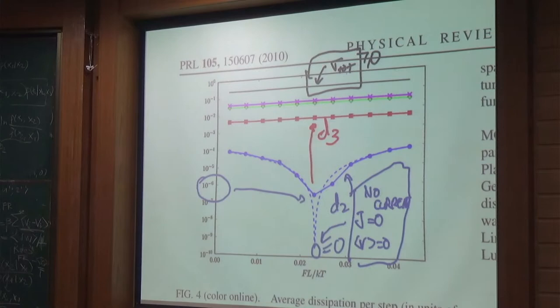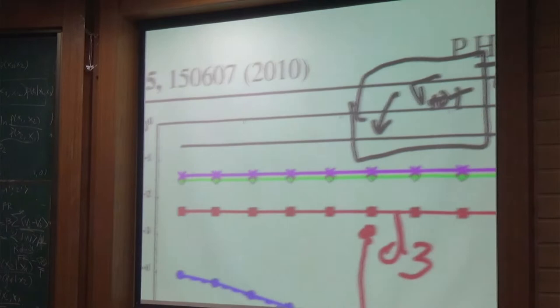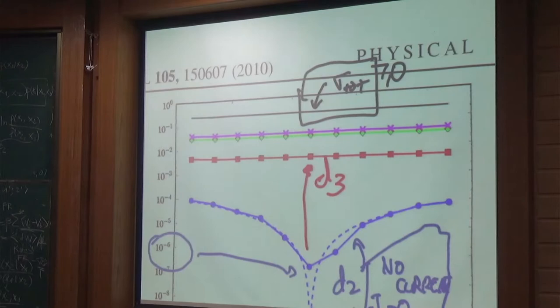D3, you see the number, D3 is 10 to the minus 2. Of course, you are orders of magnitude far from the total. So you cannot do much, but at least with this simple statistic, you can conclude safely that your dynamics is non-equilibrium, even though it has no current.